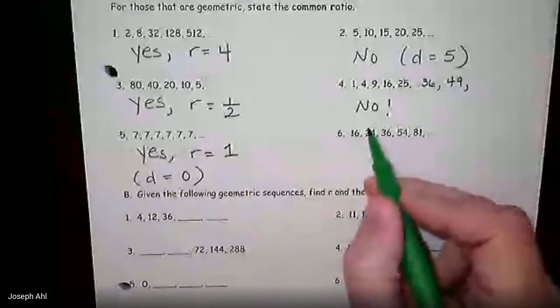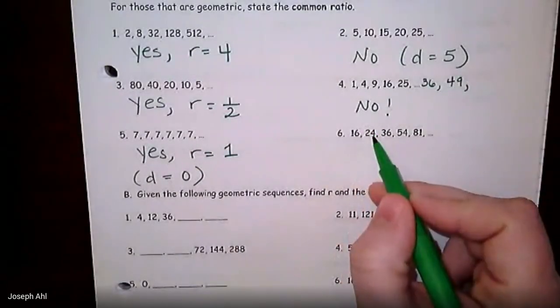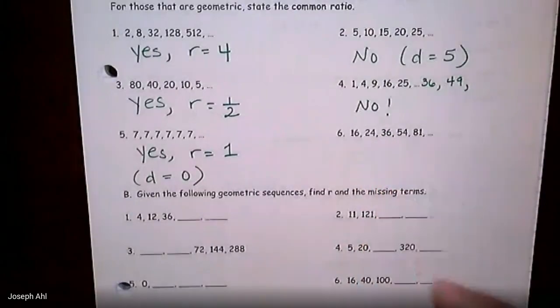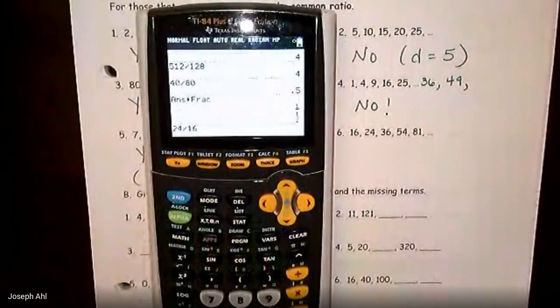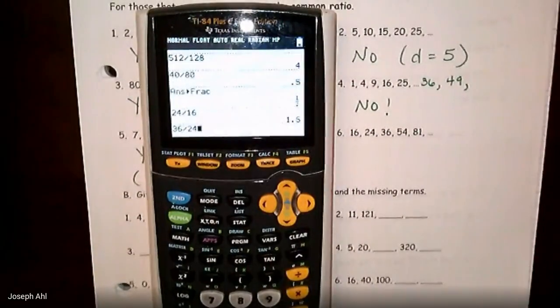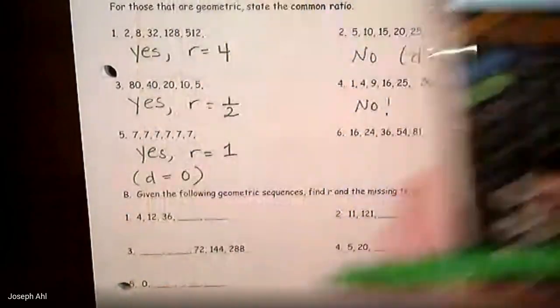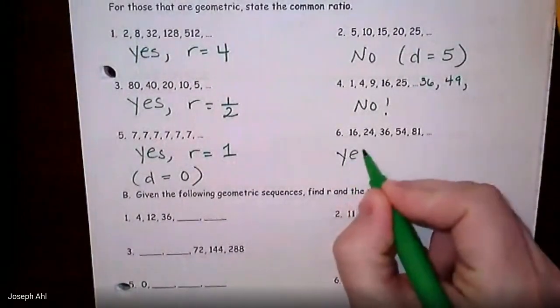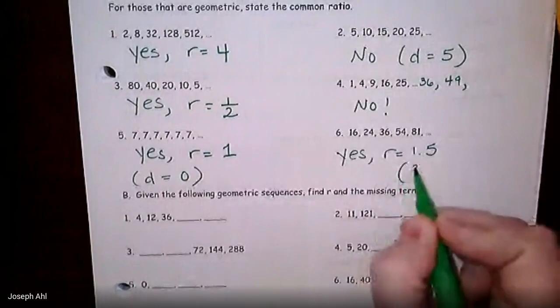I don't know exactly what I would multiply by to get from 16 to 24, and if that's the same thing to get from 24 to 36. So when in doubt, check it on the calculator. 24 divided by 16 is 1.5. 36 divided by 24, also 1.5. Let's just check one more. 54 over 36, 1.5 again. So this is a yes with a ratio of 1.5, or if you love fractions, you can say it's 3/2 there.